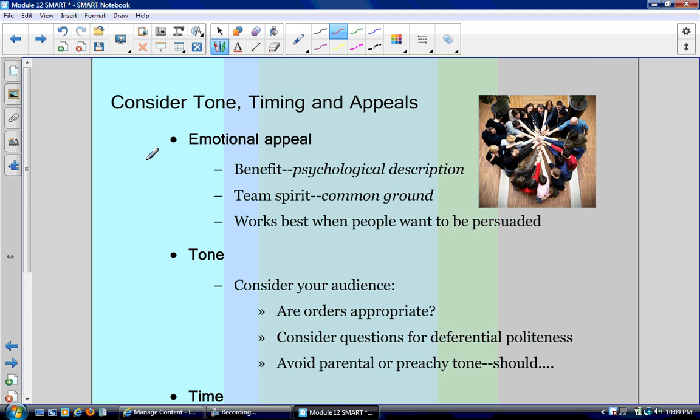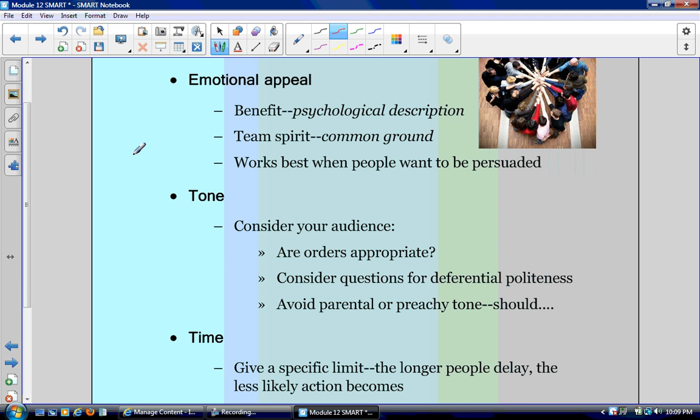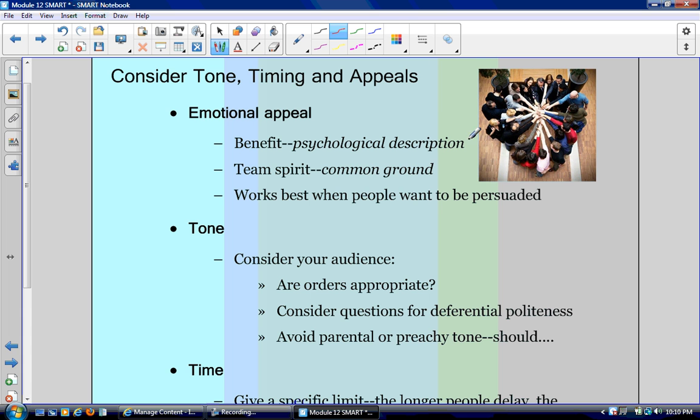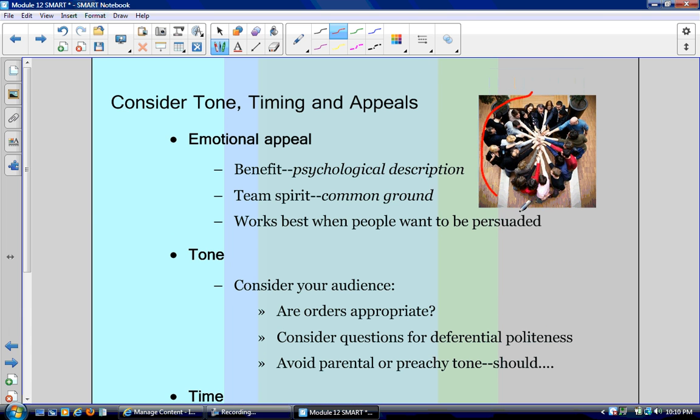And you want to consider your tone, timing, and appeals. For instance, with those people with vested interests, you might think about that emotional appeal. Or if it's some kind of recommendation or shared problem, you might think about how to get everyone behind it as a team. Sometimes psychological descriptions can really help people to see themselves within the solution, and that can be a really effective reader benefit. Again, build towards team spirit with positive emphasis, looking for common ground. Where can people come to the middle and be able to compromise?